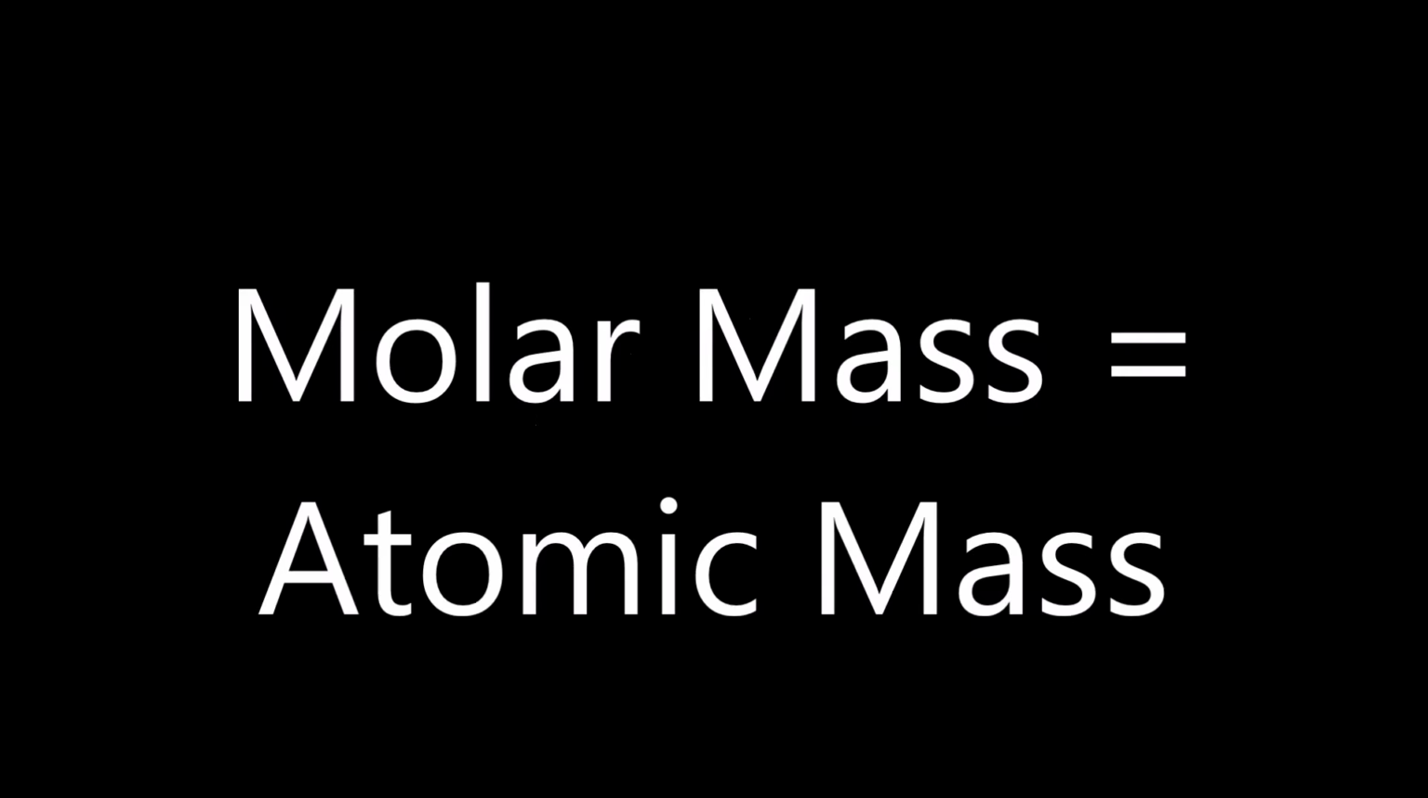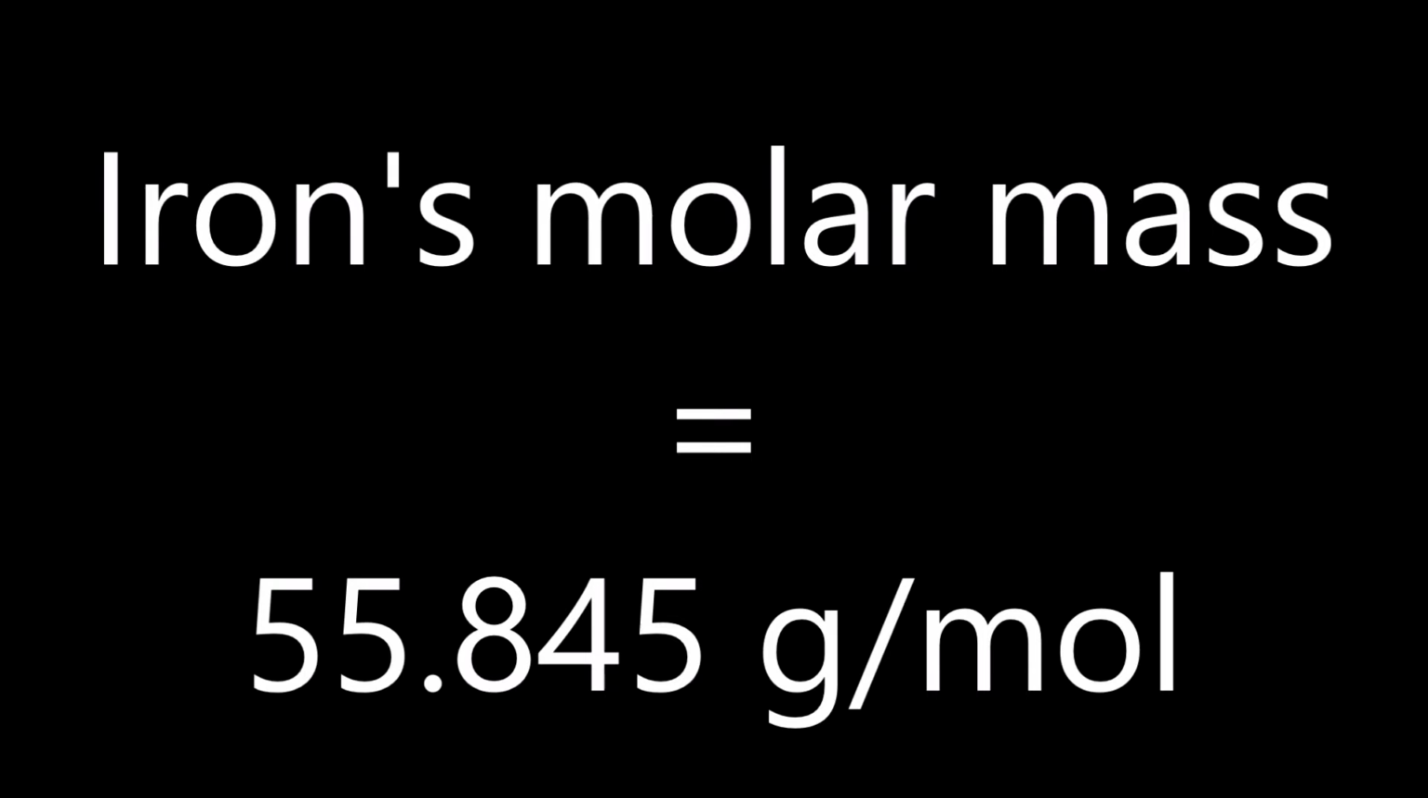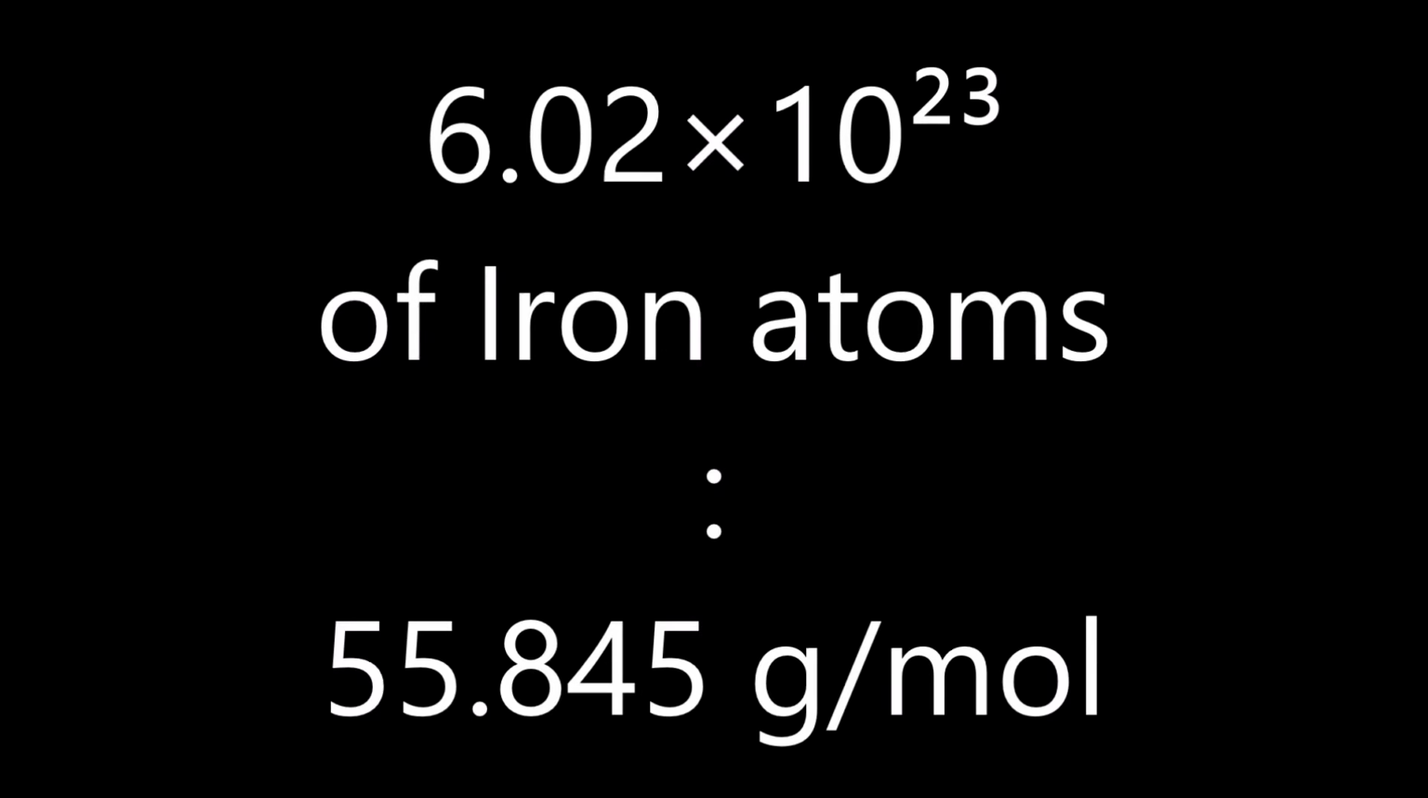The next part is molar mass. Molar mass is the mass of 1 mole. Any element's molar mass is equal to its atomic mass. For example, iron has an atomic mass of 55.845. That means iron's molar mass equals 55.845, which also means 6.02 times 10 to the 23rd of iron atoms has a molar mass of 55.845.